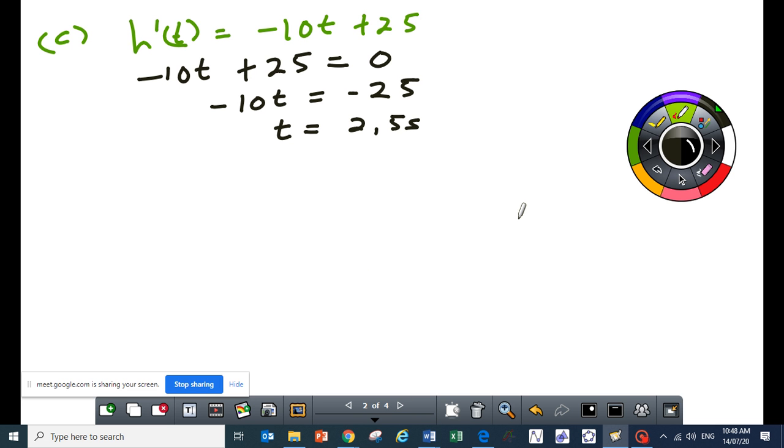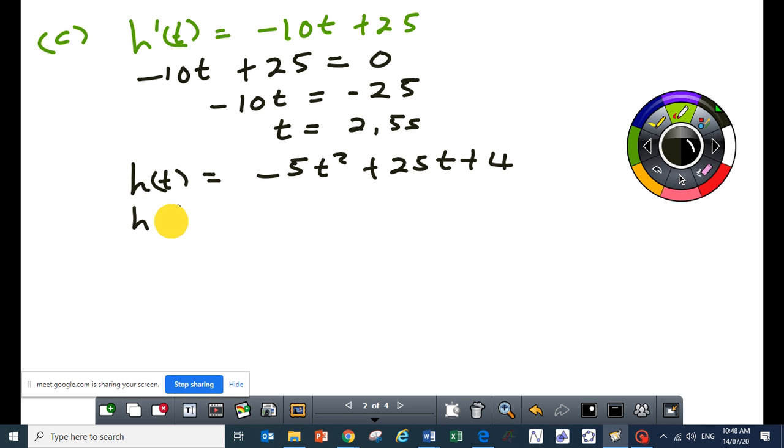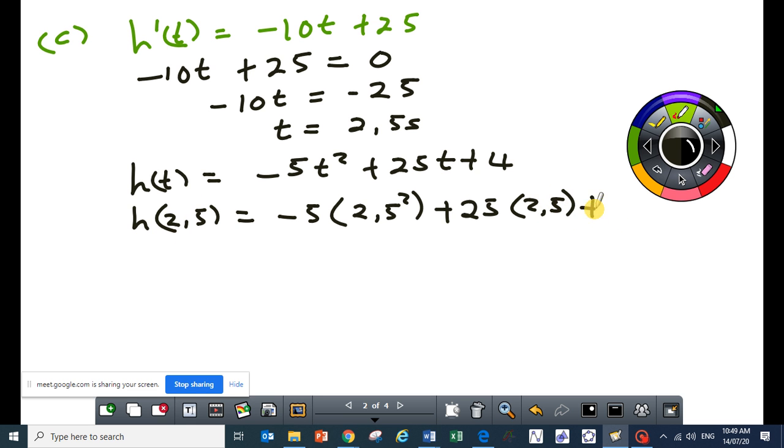Now, we need to substitute into the original function. So h of t is equal to minus 5t squared plus 25t plus 4. Now this becomes h of 2.5, which will equal minus 5 times 2.5 squared plus 25 times 2.5 plus 4. Okay, can someone calculate that for us quickly?